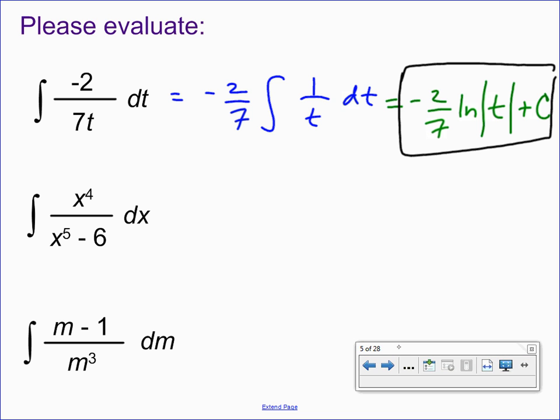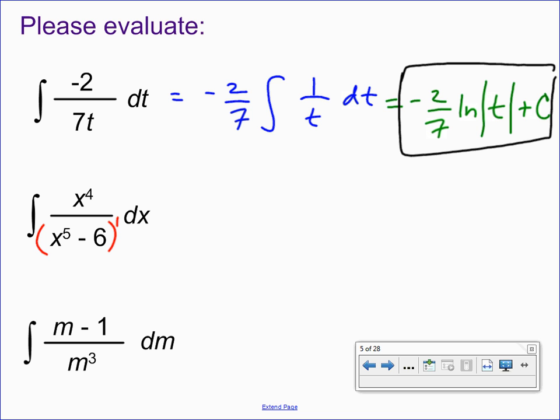The middle one on this slide. Why isn't that power rule? Power rule, I've got x to the 5th, and the derivative of that x to the 5th would be something like 5x to the 4th. So why can't we use power rule here? Because you have a constant. Yeah, that x to the 5th minus 6 is a quantity, making it a quantity on the bottom of a fraction to the first power.